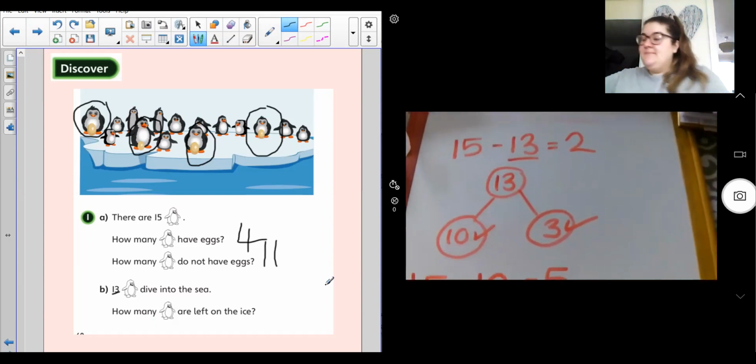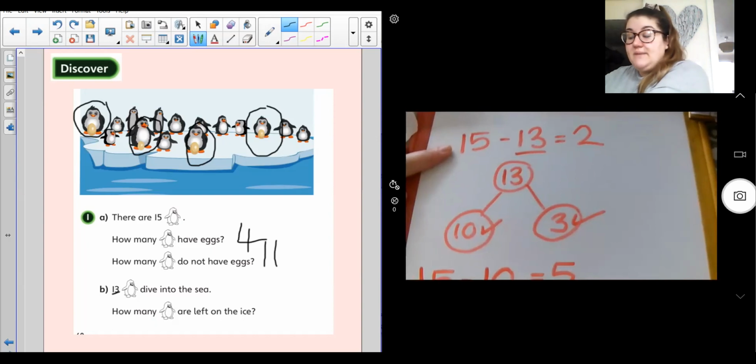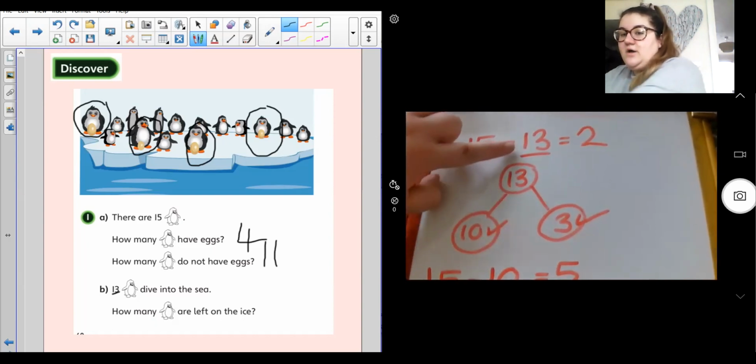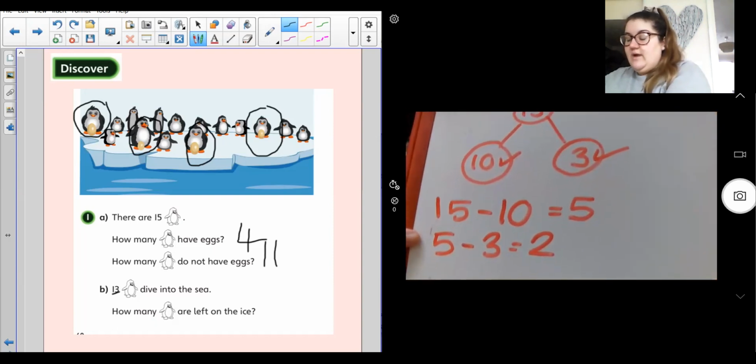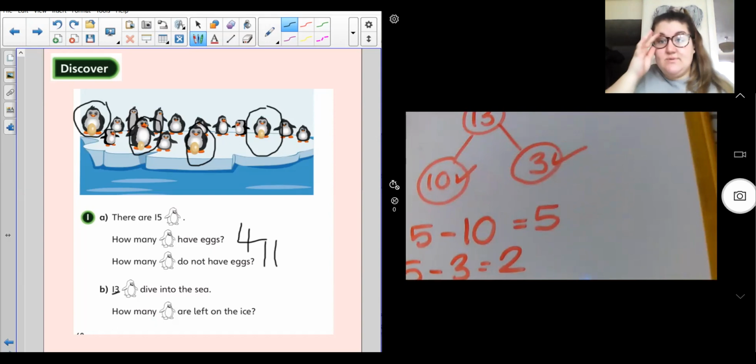Let me show you that all together. So I started off with my problem, okay? I broke the part down into 10s and 1s. I took away the 10s and I took away the 1s. So it's a little bit like those steps we did the other day, where step 1 was to add the 10s and step 2 was to add the 1s. It's just opposite now. Step 1, subtract the 10s, your turn. Step 1, subtract the 10s. My turn. Step 2, subtract the 1s, your turn.